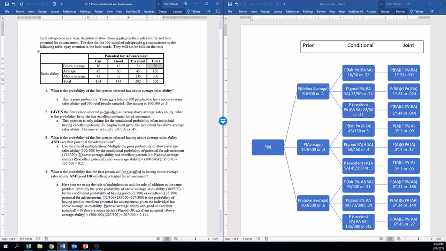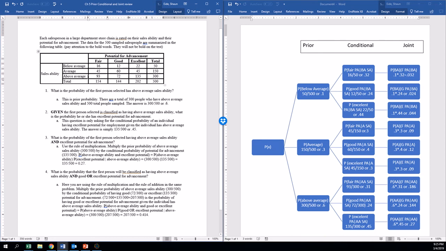Or, another way, given the individuals who have fair potential for advancement, what is the probability that they have below average sales ability? If I were to say, given that an individual has fair potential for advancement, right away what that's saying is look at this column right here. Of these people, what is the probability that they will have average sales ability? Then it would be 45 divided by 154. So just know what this means.